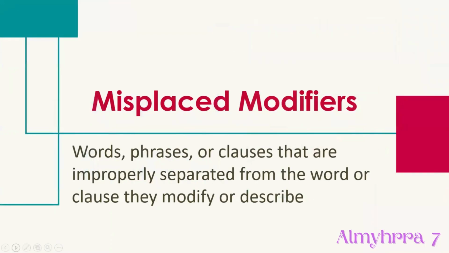When we say misplaced, it means words, phrases, or clauses that are improperly separated from the word or clause they modify or describe. Because of this separation, sentences would often sound awkward, ridiculous, or confusing. And therefore, we need to study and make sure the modifier is placed beside the word they modify.